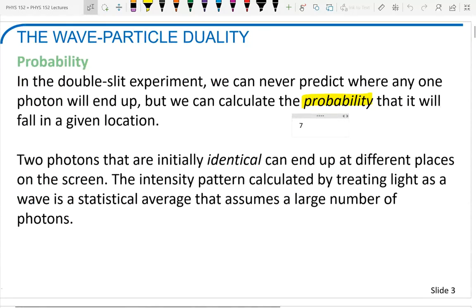So we're going to talk. That 7's not supposed to be there. I don't know what's going on.